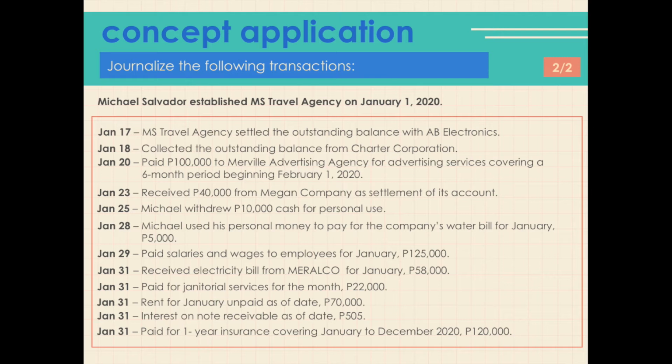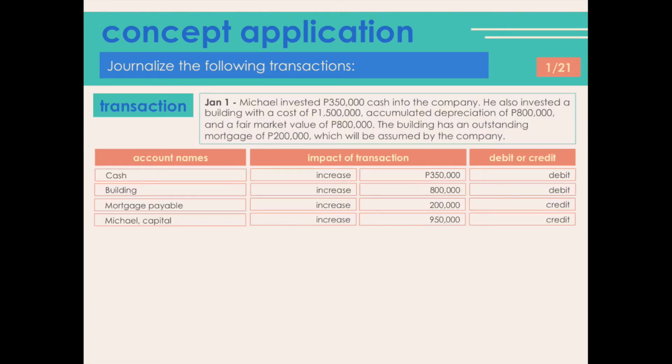Here we'll just focus on the journalizing process itself, and we'll assume that the identification of affected accounts, the analysis of the impact of transactions, and assessment whether the accounts should be debited or credited have already been completed, since these were already discussed in the previous episodes. Okay, so let's begin with the first transaction.